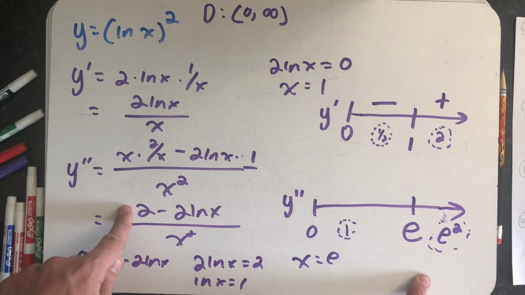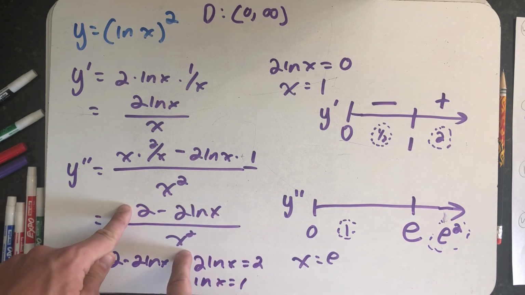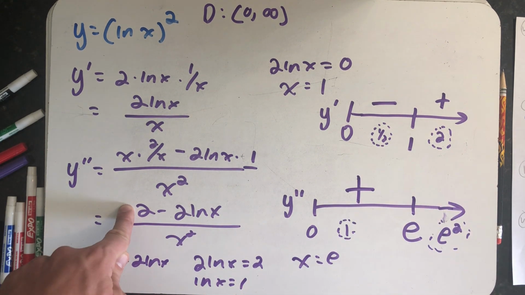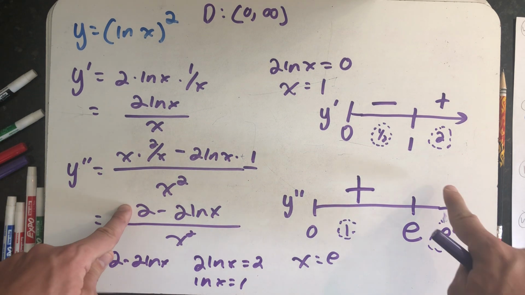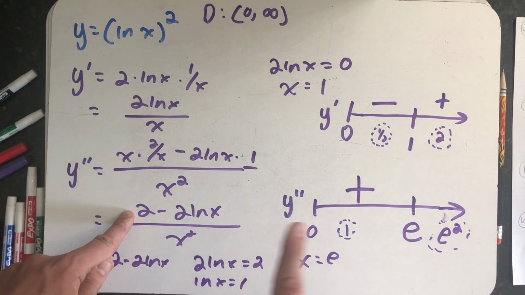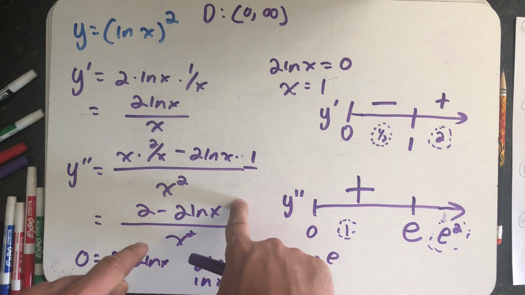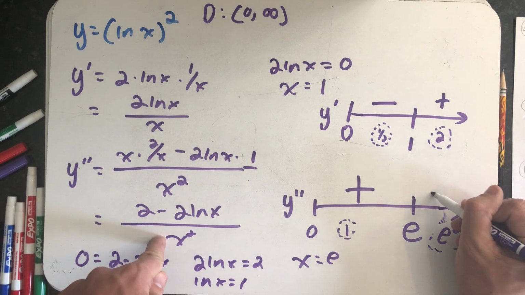All right, so on top, let's plug in 1 first. 2 minus 0 is 2 over 1. That's positive. And now if I plug in e squared, I'll have 2 minus 4, which is a minus 2 on top, and on the bottom I have e to the 4th. So a negative over a positive is a negative.